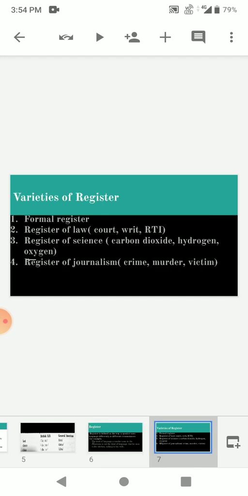So there are different varieties of register. For example, register of law will include words like court, writ. Register of science, we can talk about medicine, with science terms like carbon dioxide, hydrogen, oxygen. Similarly, register of journalism. So these are registers. We use them according to the particular situation.